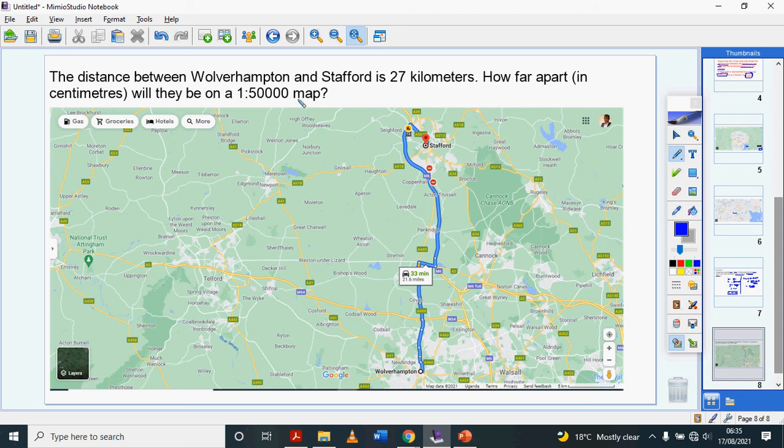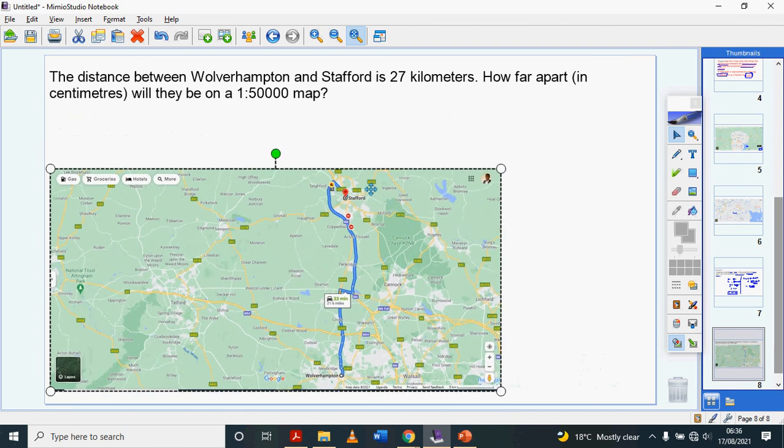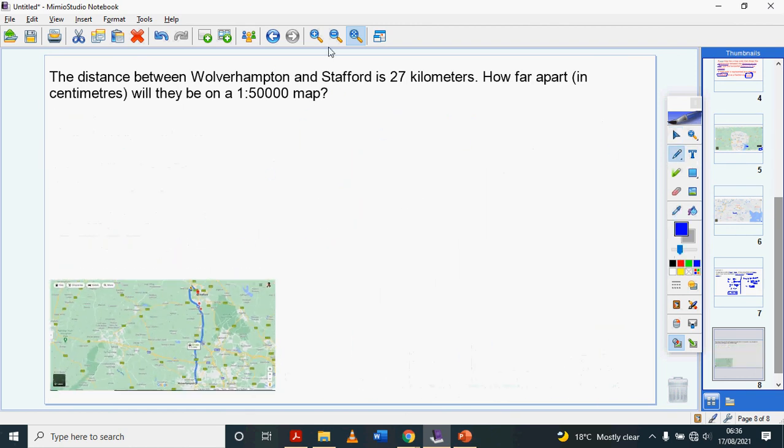Now I want to clarify again that every time you see a map scale and it's written in this form, the form that you see up here, those units are both centimeters, right? So they're telling us that 1 centimeter on the map is 50,000 centimeters on the actual ground. So if the distance between Wolverhampton and Stafford is 27 kilometers, how far apart are they on this map? Let's see. First thing we're going to change this down to centimeters. If I'm changing this to centimeters, I'll just multiply it by 100,000.